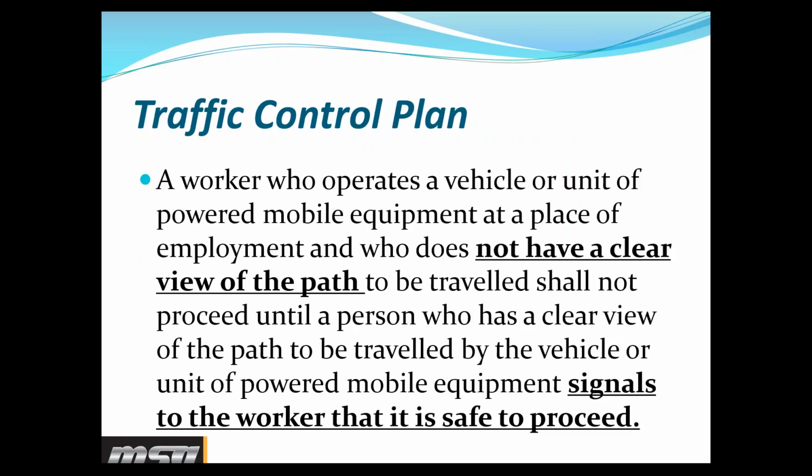And further to that, a worker who operates a vehicle or unit of powered mobile equipment at a place of employment and who does not have a clear view of path to be traveled shall not proceed until a person who has a clear view of path to be traveled by the vehicle or unit of powered mobile equipment signals to the worker that it is safe to proceed.